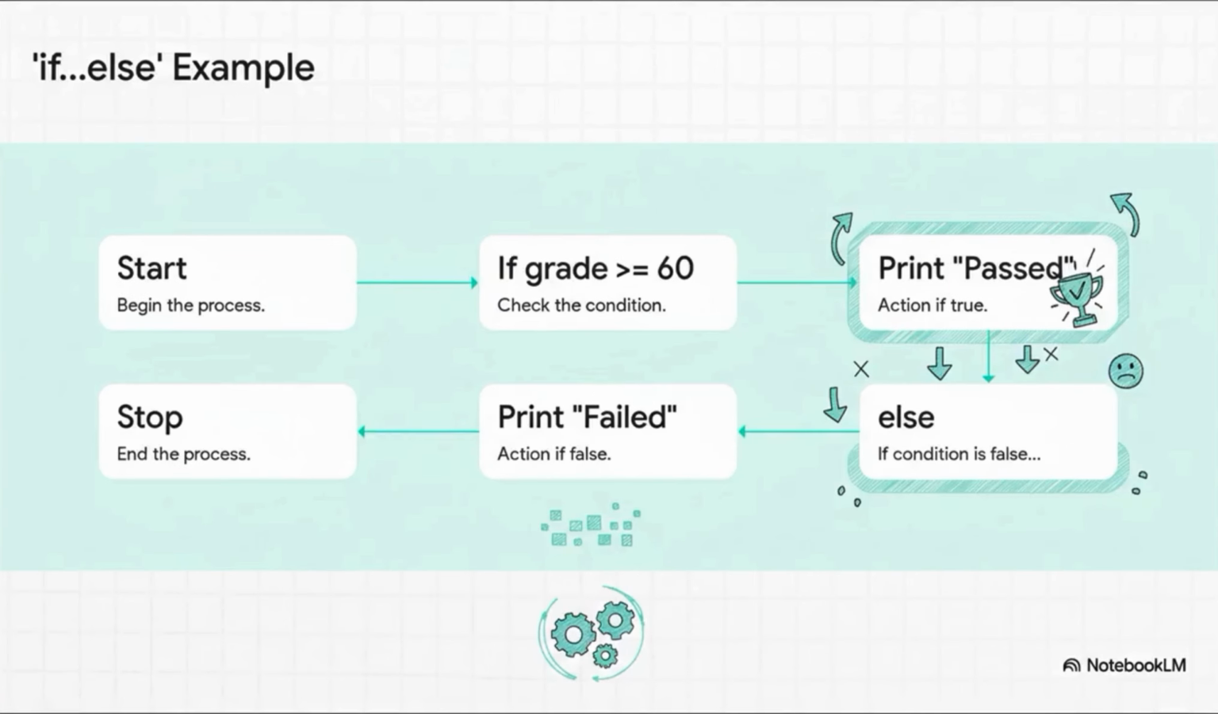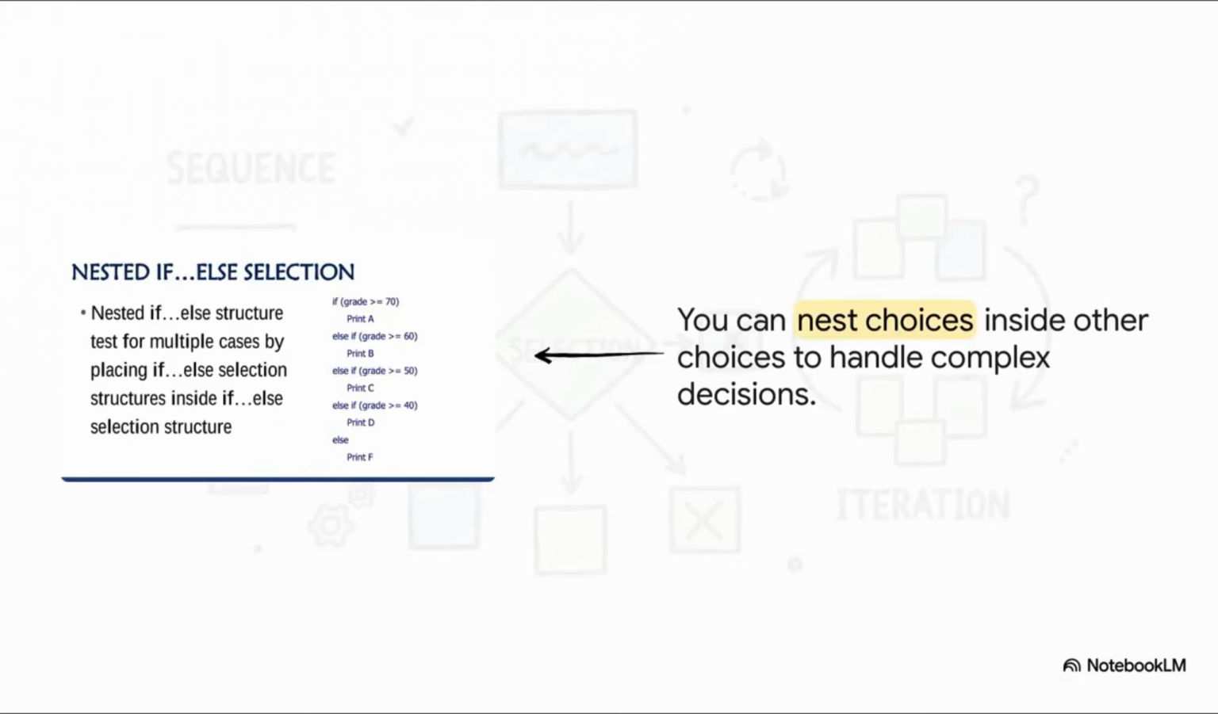Now, look how this gets better with an if-else. We ask the same question: is the grade 60 or higher? If yes, it prints passed. But else, which just means if the answer is no, it now has another job: print failed. Now there's a specific outcome for every single possibility. No more dead ends.